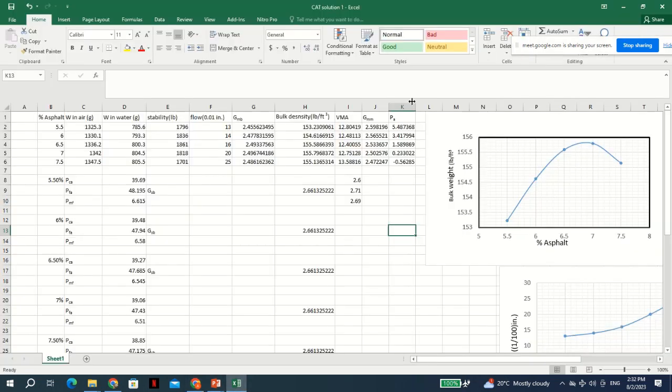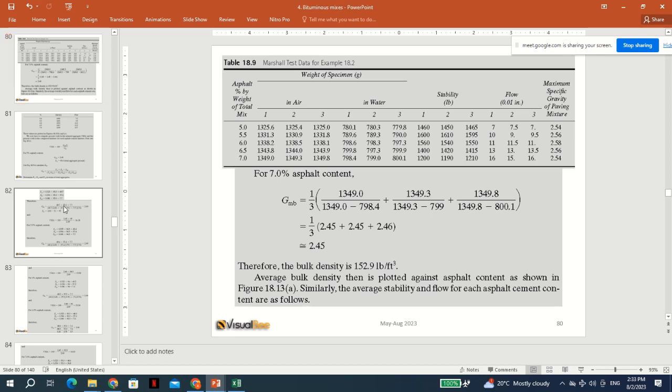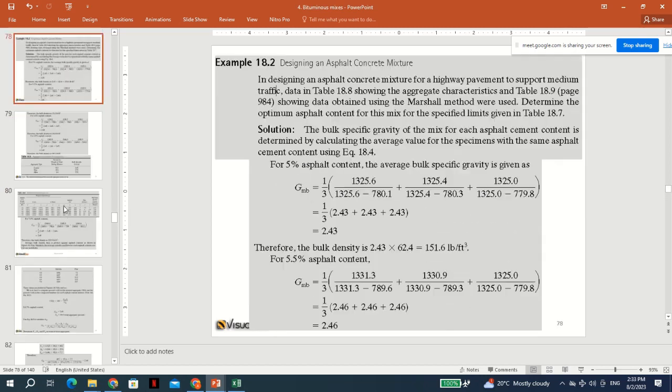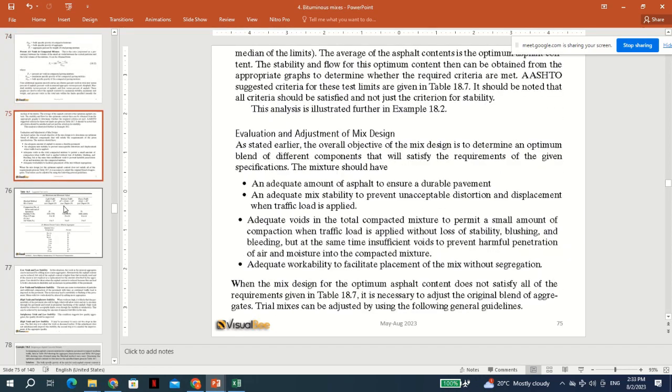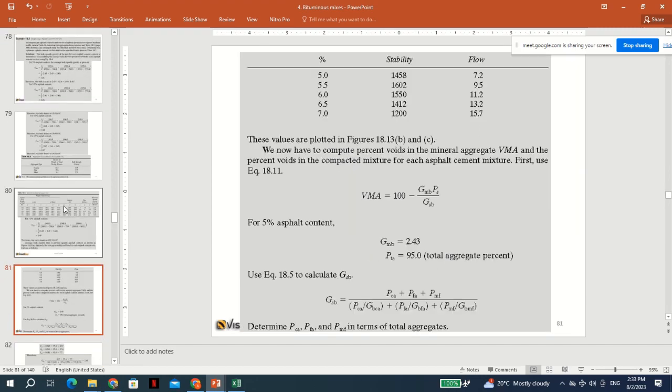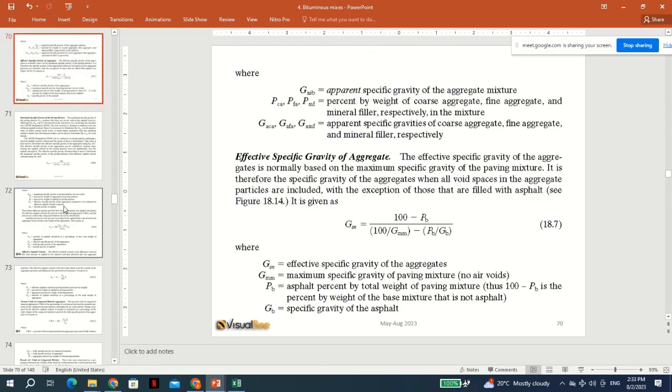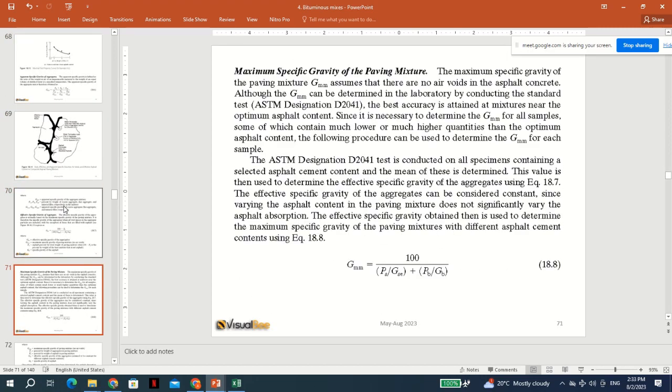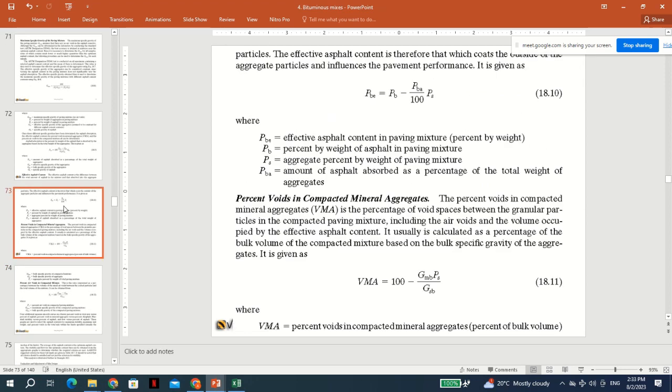Okay. And then the VMA. So these are just formulas that we have here. So just try to reproduce this in Excel. You can do it manually, there is no problem, but of course you can see the magic of Excel, making it easy. Okay, and so VMA is just 100 minus Gmb. So we have Gmb and Gsb, so we need to calculate Gsb first, and Gsb is what now?